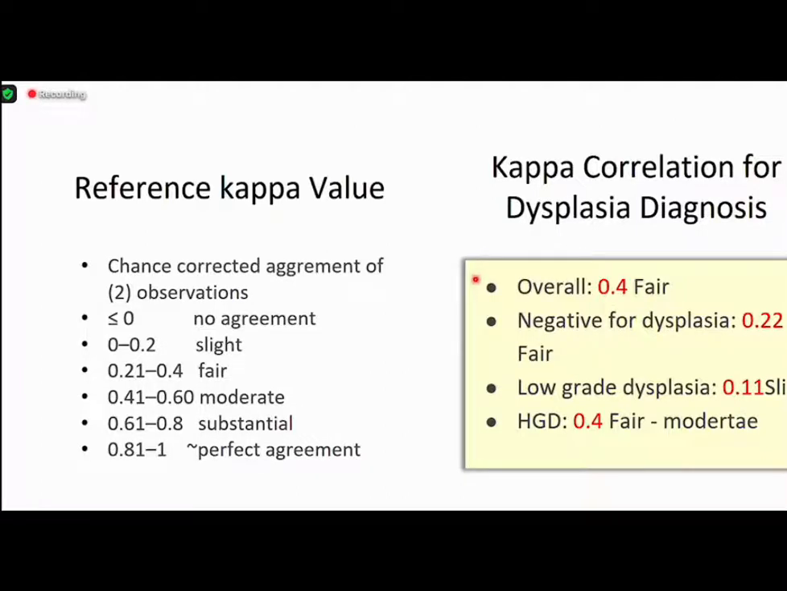Based on this literature review, these were the kappa values that I got. I found that for all diagnostic categories overall, the correlation is not that good. It's 0.4, which ends up in the fair category, and it further decreases for negative cases and low-grade cases, being 0.22 and 0.11, fair to moderate. And for high-grade dysplasia, it also ranges from fair to moderate, being 0.4 to 0.43.